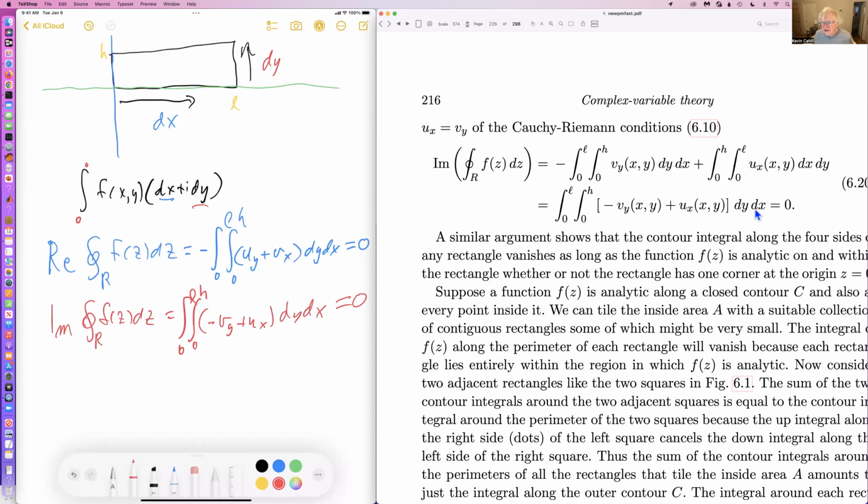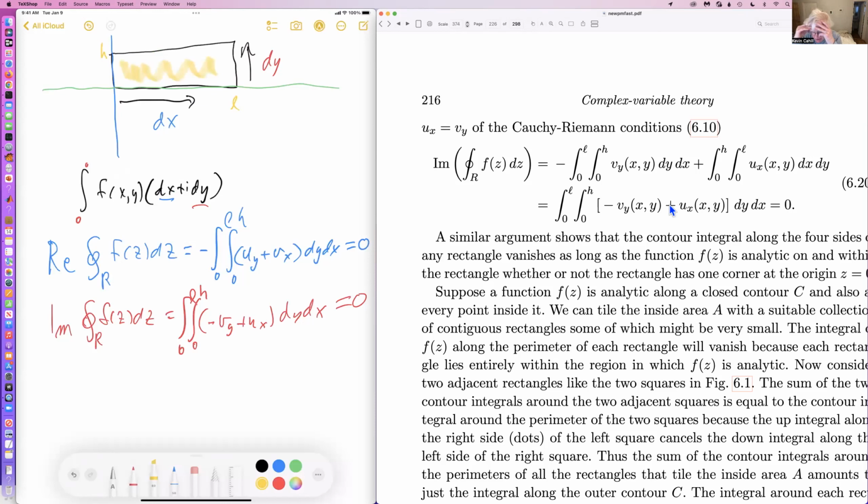And this, in fact, is effectively an area integral. We're integrating over the area. In both cases, we're integrating over the area inside the rectangle. That's what dx dy or dy dx is. And now, in a sense, this example really tells us everything.